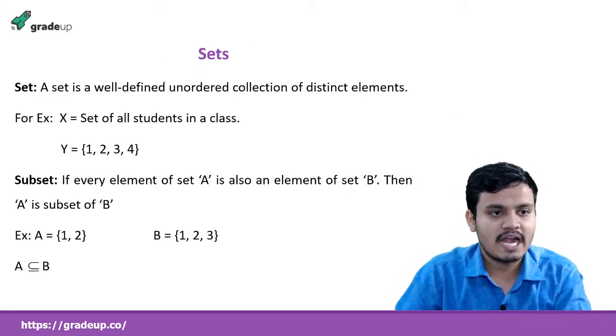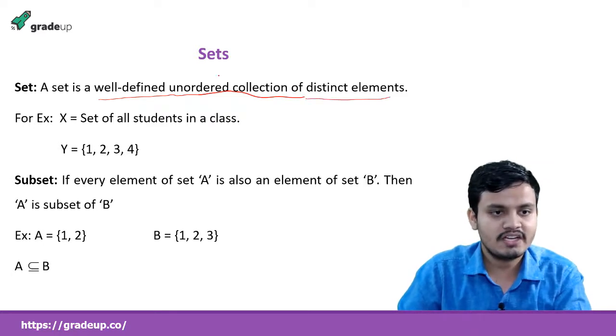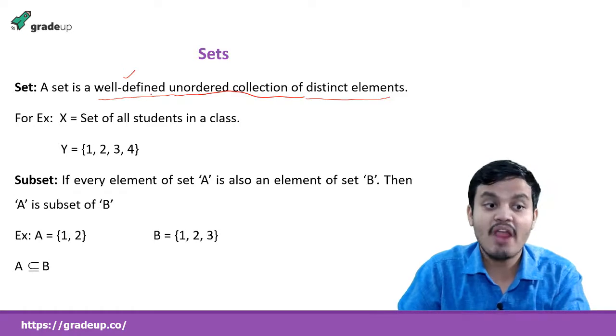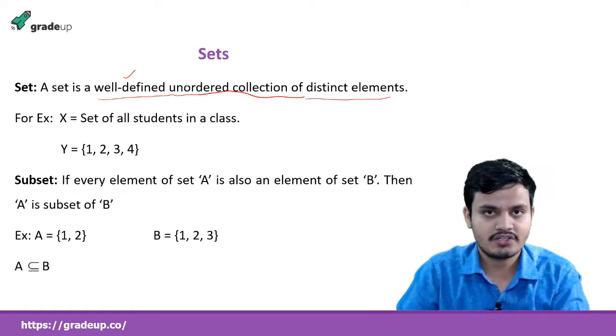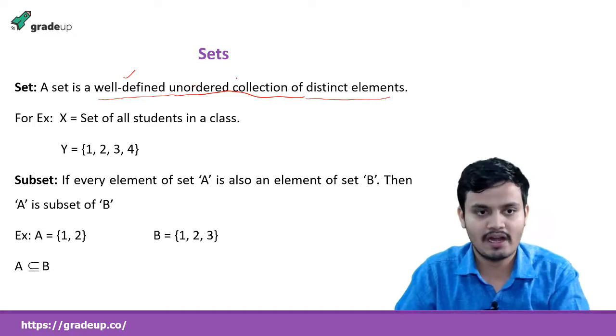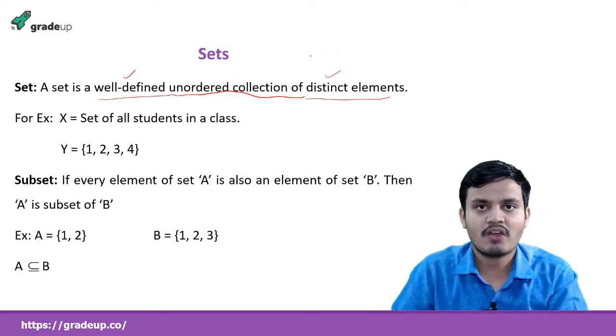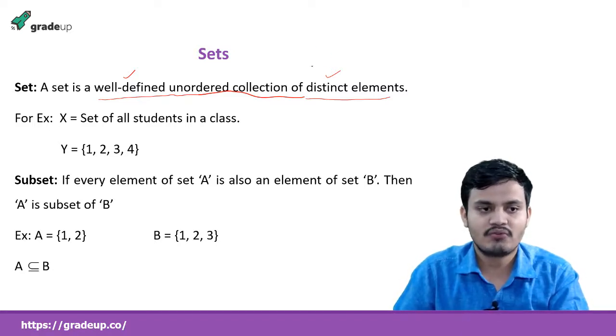So what is a set? A set is a well-defined unordered collection of distinct elements. So it consists of many good words. The first word is well defined. So it should be a well-defined unordered collection. What does unordered collection mean? It does not matter in which order you are collecting. And distinct elements: in a set you cannot have the same element, it should be distinct elements.